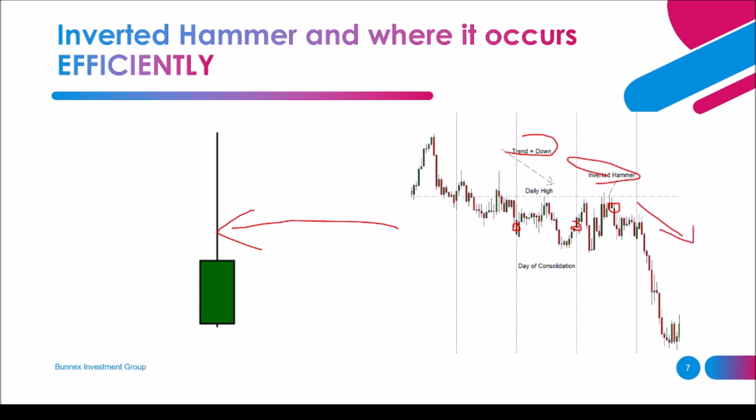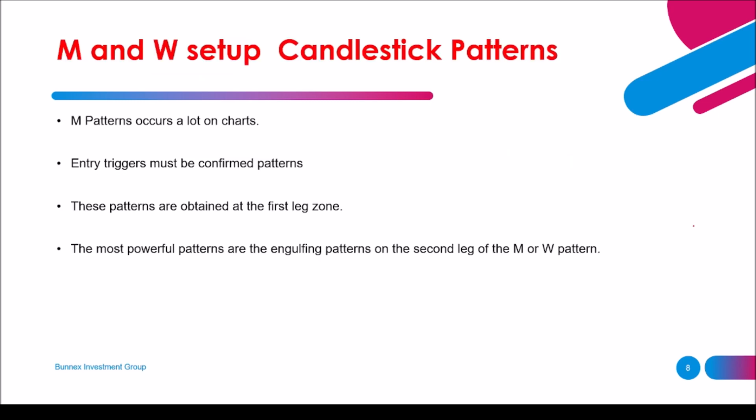So before we go any further, the powerful candlestick reversal patterns for continuation are hammers and inverted hammers, which signify reject and continue.